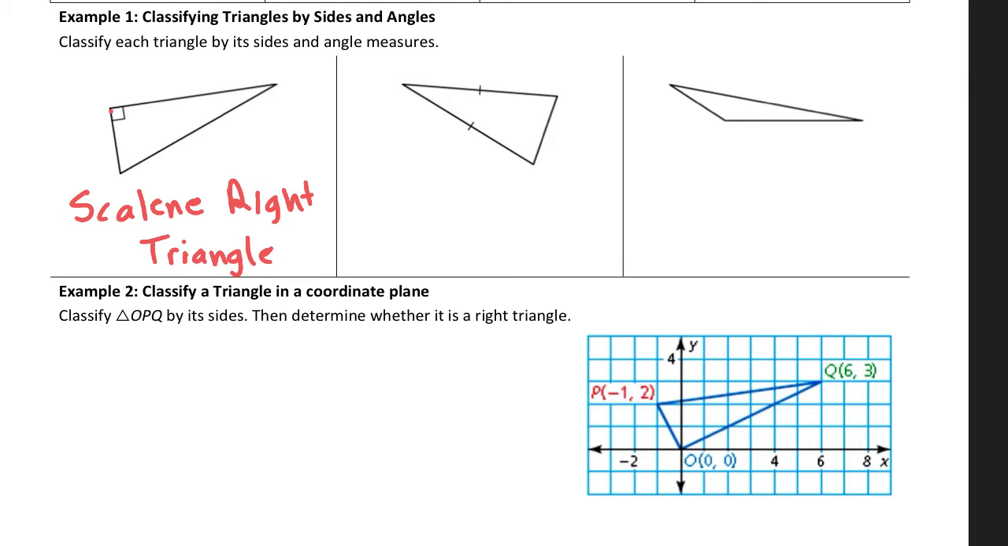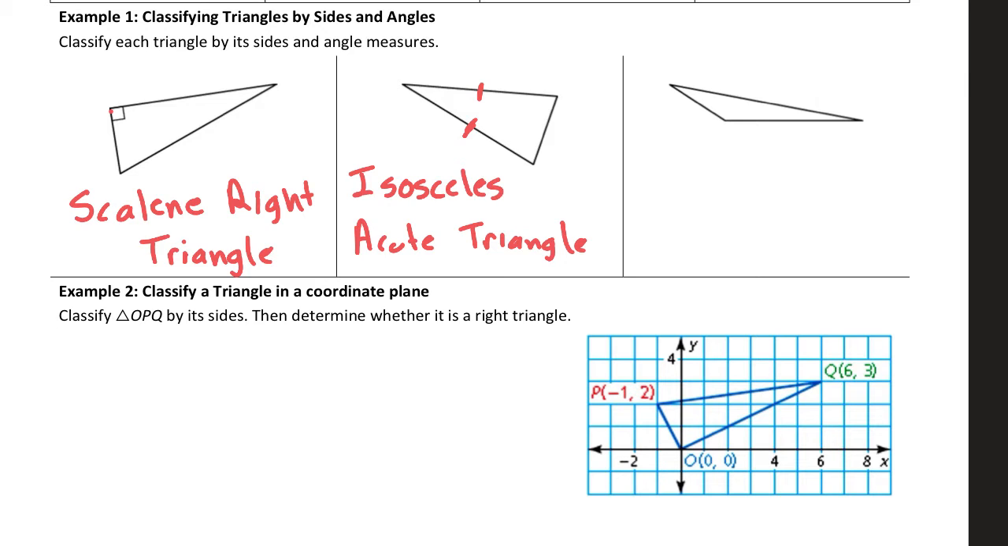The second one, classifying it by its sides, we see it has two congruent sides. So this triangle is isosceles. And none of the angles are marked as congruent. None of them are marked as right. We can assume that they're all acute. So this is an isosceles acute triangle.